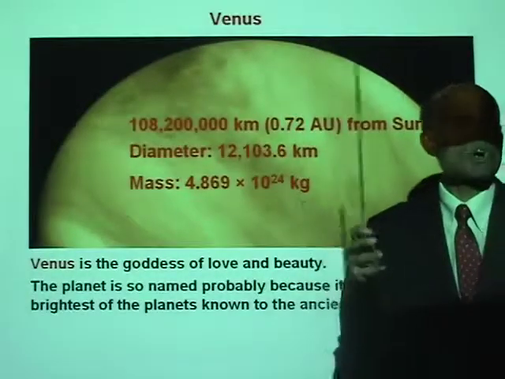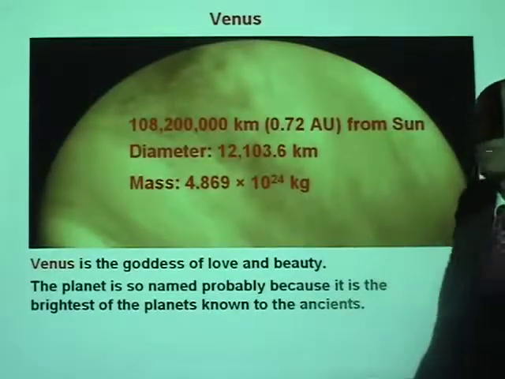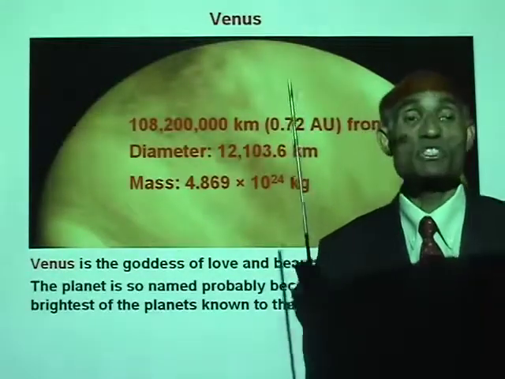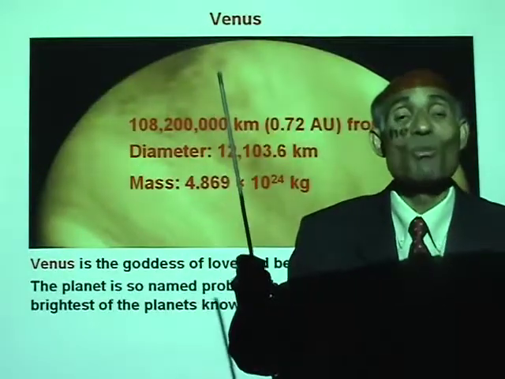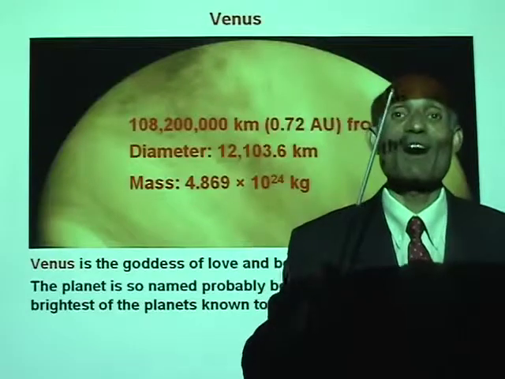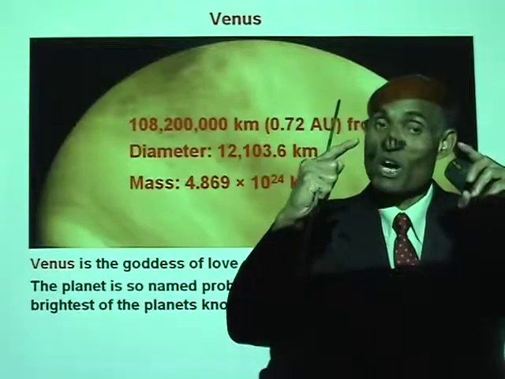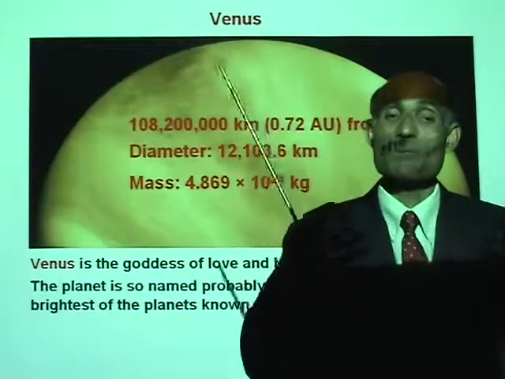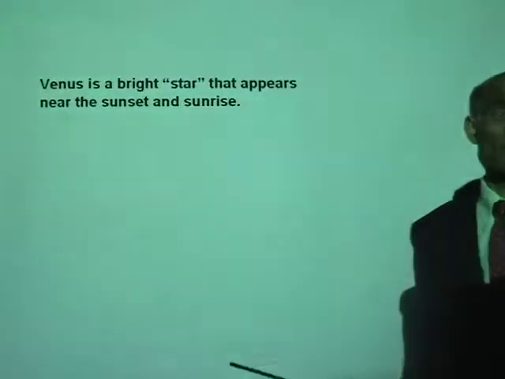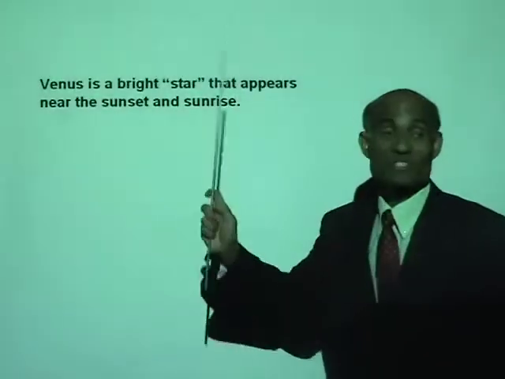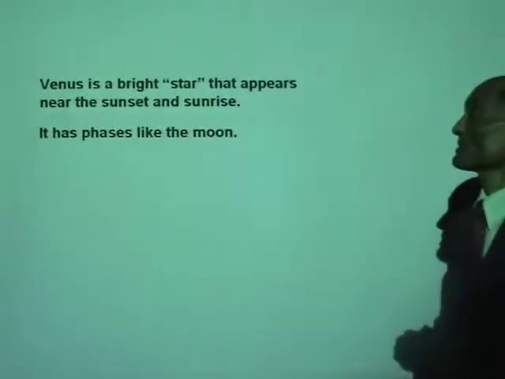The planet is so named probably because it is the brightest planet known to ancients. Now, if you can see Venus during the evening hours or very early in the morning, it is the brightest star that you can actually see in the sky. When I say star, it is not a star, it's a planet. But it looks like a star when we look at it from here. Venus is a bright star that appears near sunset and sunrise.